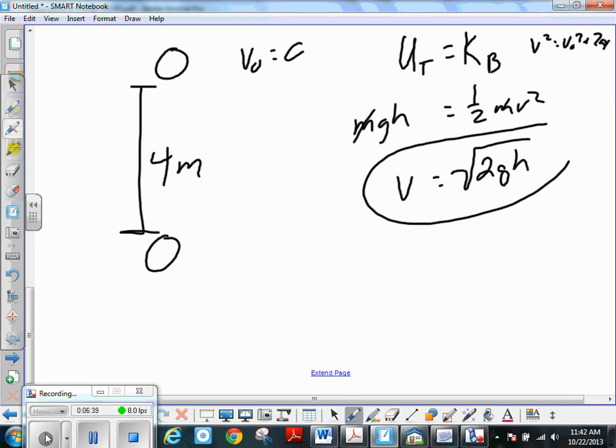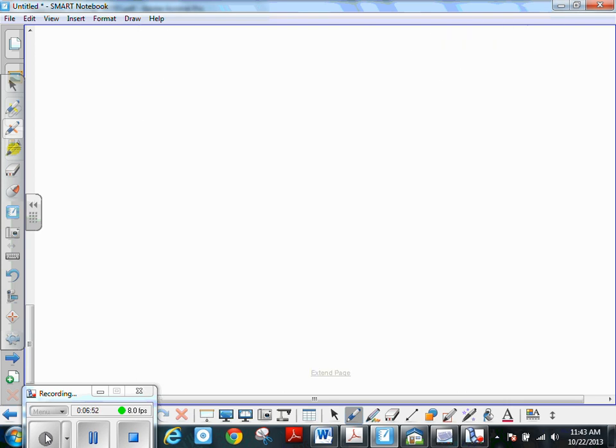The difference is this doesn't give you any direction. So when we did this, we were talking about vectors, but this doesn't give a direction. It just gives a final velocity. Okay, so let's look at another one here.